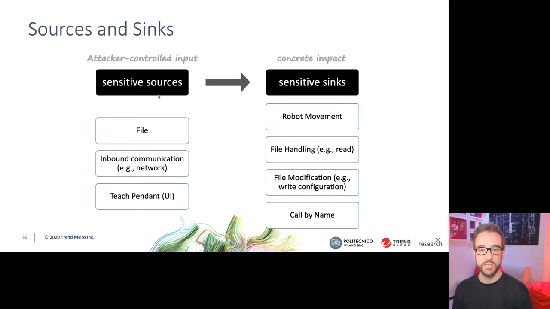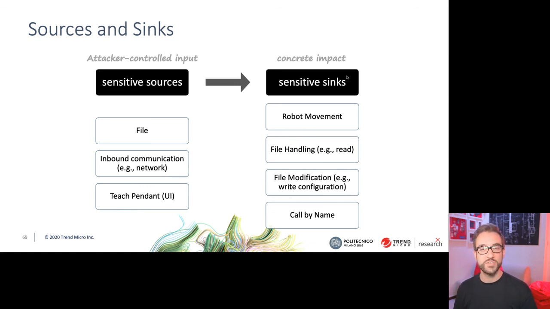We differentiate between sensitive sources and sensitive sinks. The sensitive sources are, given a program, all of the functions that allow you to consume data that could be attacker controlled. For example, file handling, inbound network, and also the UI, if we assume that there can be an insider attacker, the UI of the console used to program or maneuver the robot, and so on.